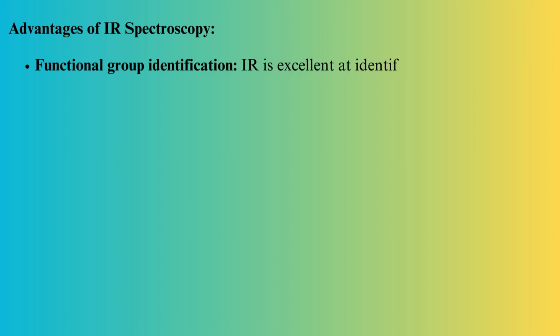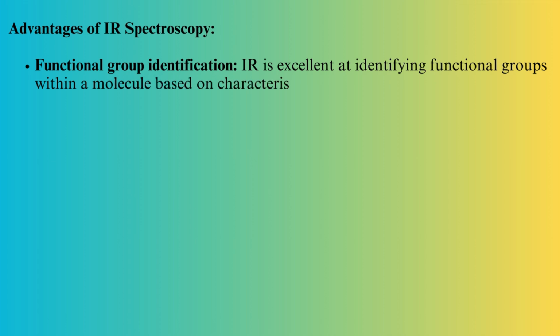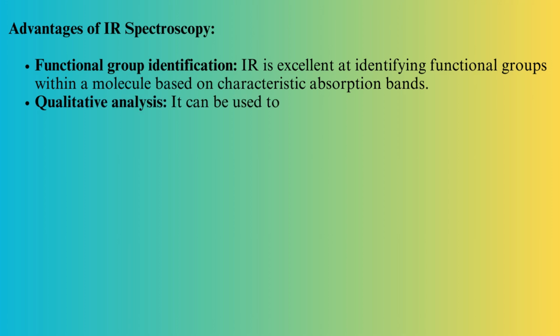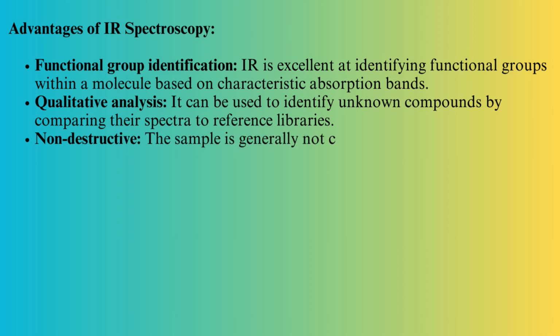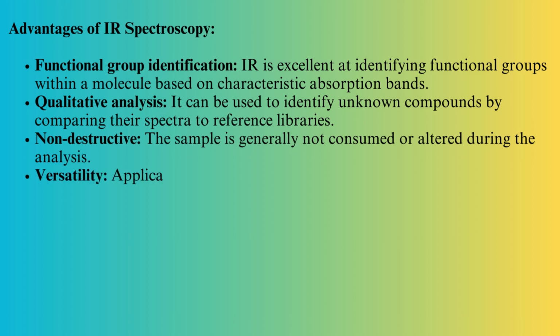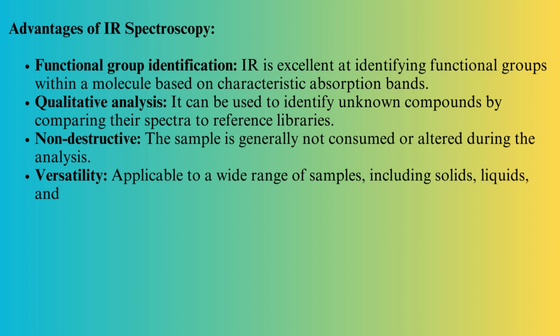Advantages of IR spectroscopy. Functional group identification: IR is excellent at identifying functional groups within a molecule based on characteristic absorption bands. Qualitative analysis: it can be used to identify unknown compounds by comparing their spectra to reference libraries. Non-destructive: the sample is generally not consumed or altered during the analysis. Versatility: applicable to a wide range of samples, including solids, liquids, and gases.